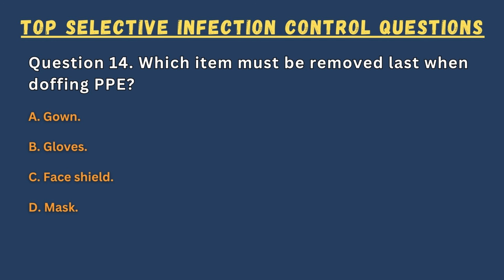Question 14. Which item must be removed last when doffing PPE? A. Gown. B. Gloves. C. Face shield. D. Mask.